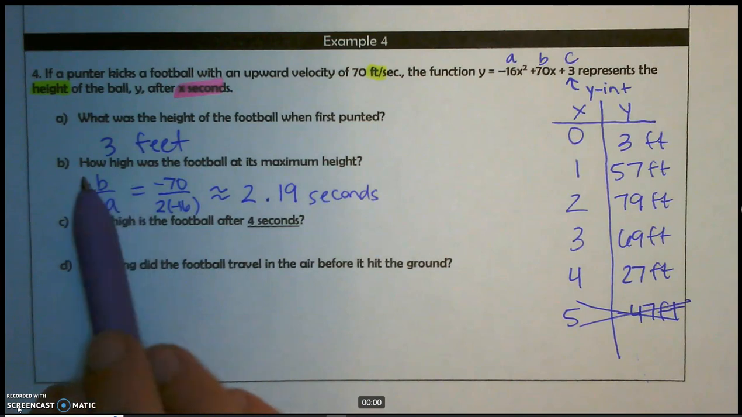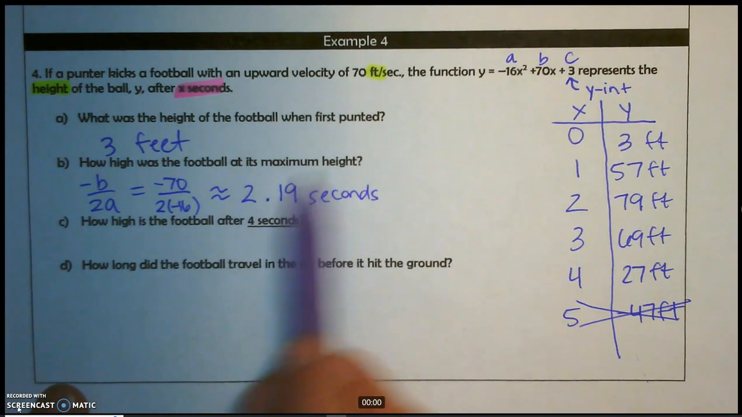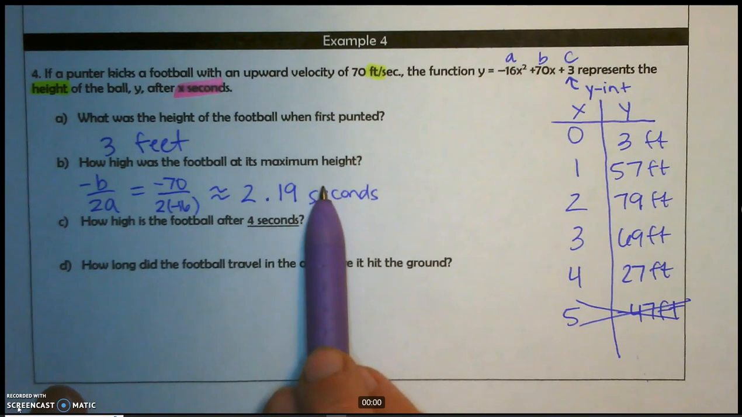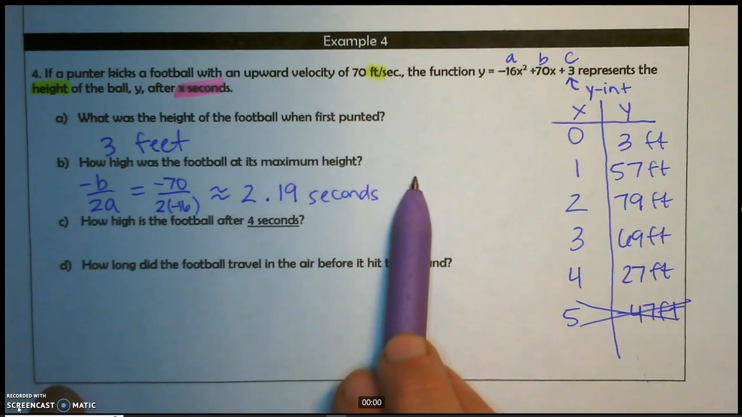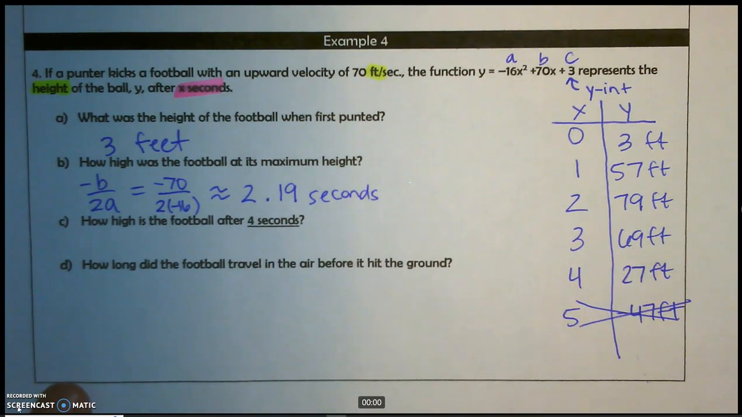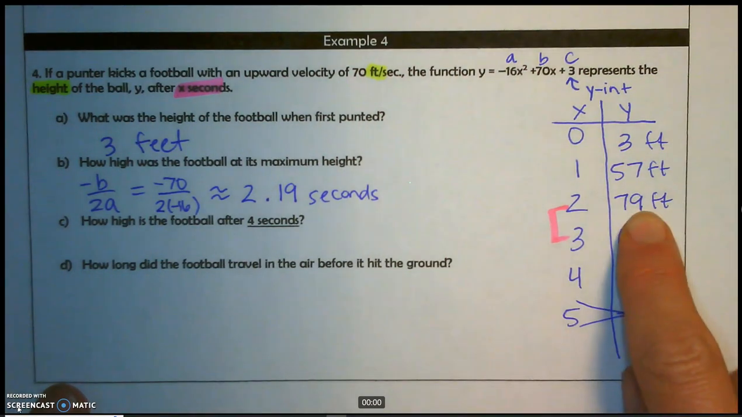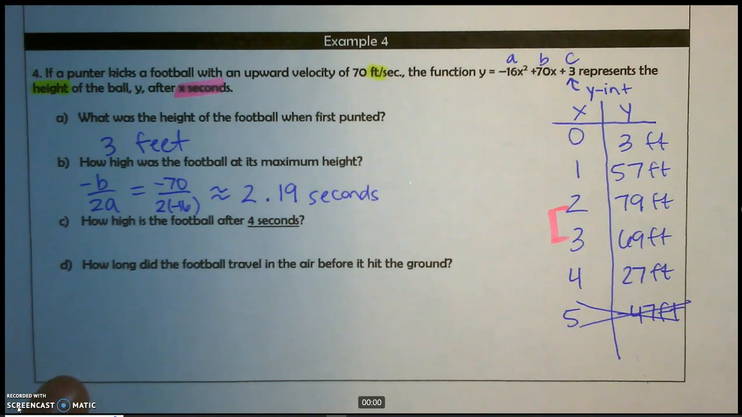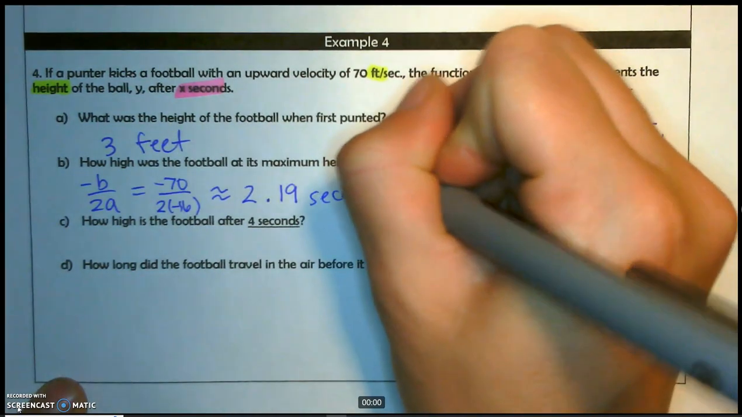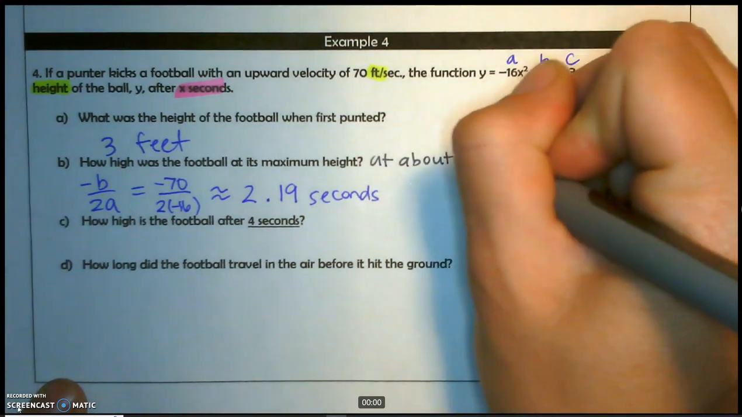So, how high was the ball? Well, this is the time it reached the maximum height. Now we need to find the exact height that it reaches. Notice that just after 2 seconds, we just barely increased past 79. So we could say about 80 feet.